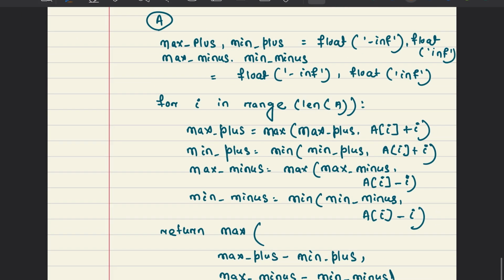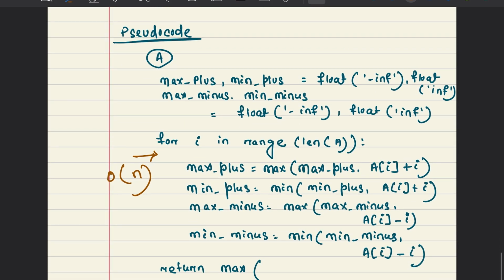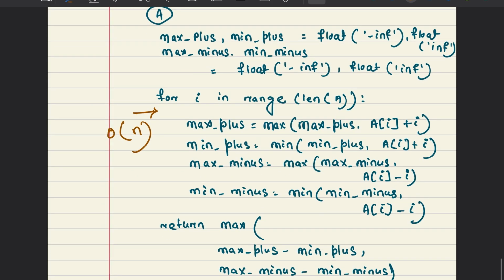So here we can see we are looping through the array only once. So time complexity is O of n, and space we are not taking any additional space other than declaring four variables. So space complexity will be O of 1, time complexity is O of n.